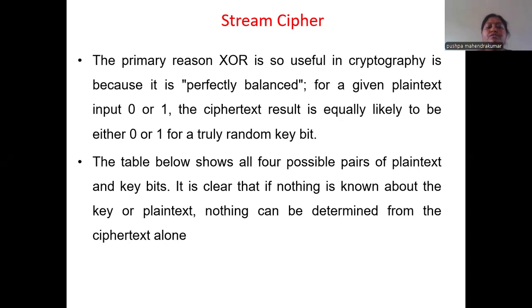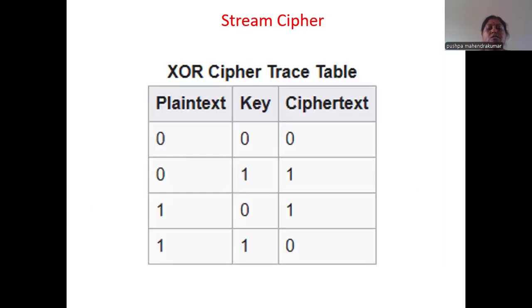The primary reason XOR is so useful in cryptography is that it is perfectly balanced for a given plain text input, whether 0 or 1. The ciphertext result is equally likely to be either 0 or 1 for a truly random key bit. The table below shows all four possible pairs of plain text and key bits. It is clear that if nothing is known about the key or plain text, nothing can be determined from the ciphertext alone. So this is used with the key stream generator, where the XOR cipher trace table is used.